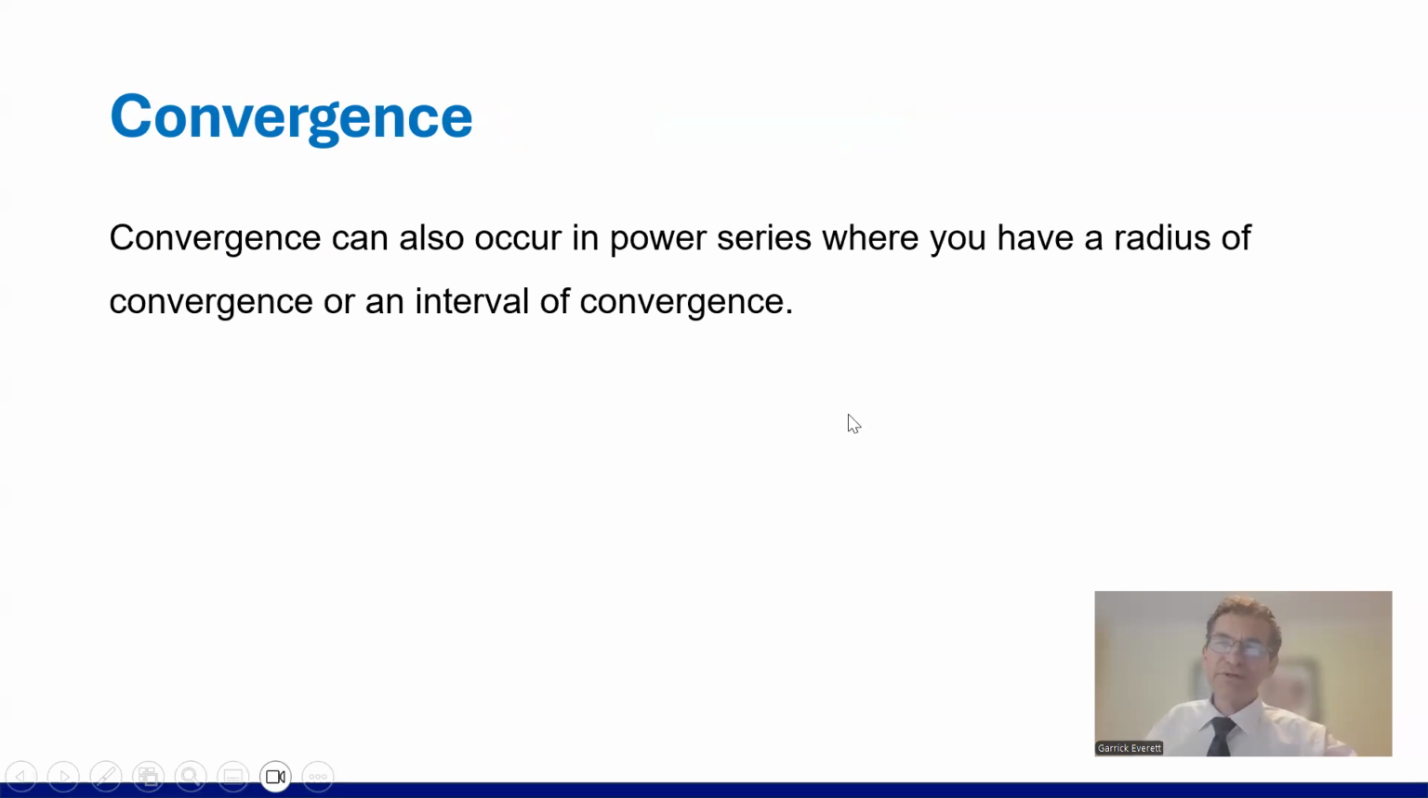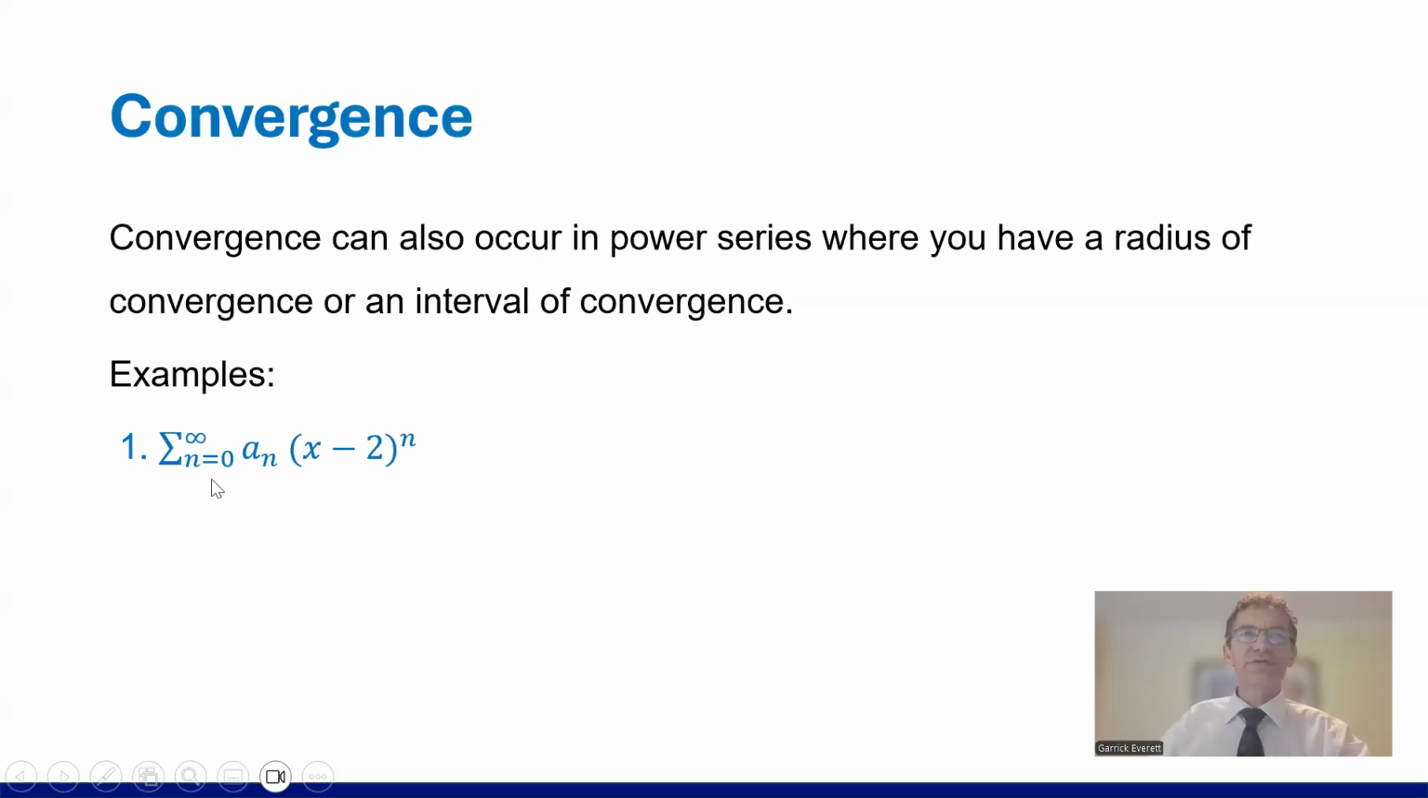Convergence can also occur in a power series, which you may have seen before in first year. You may not have, but you may have. We have a radius of convergence or an interval of convergence. So, for example, if you had this power series, the thing to look for is that the center is going to be 2. I'm going to go through a lot more examples of this in part B. So this is just to warm you up and get you looking at power series again, or for the first time if you haven't seen them.